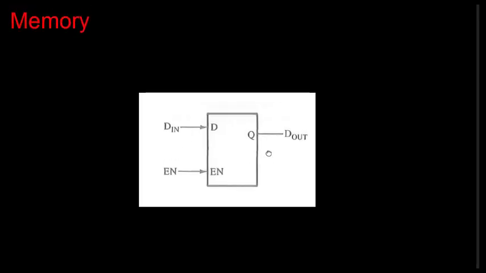Now the next thing we have is the memory. Memory is one of the very important components of any microcomputer or microprocessor system. How is it accessed? This diagram represents a 1-bit memory cell. Here it is a D flip-flop. A D flip-flop is as good as a 1-bit cell. It can store 1-bit data at a time.